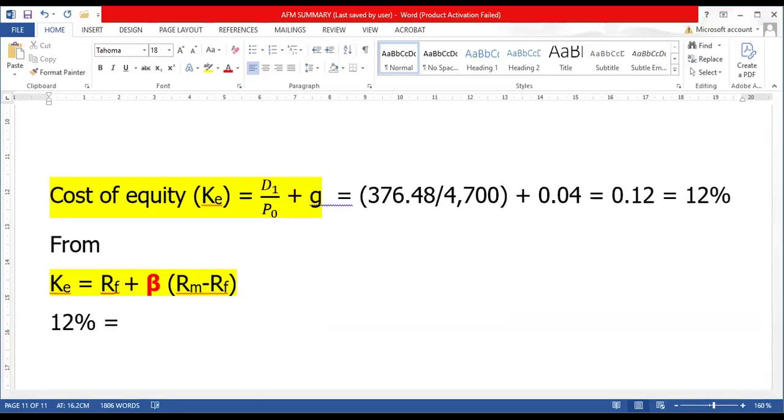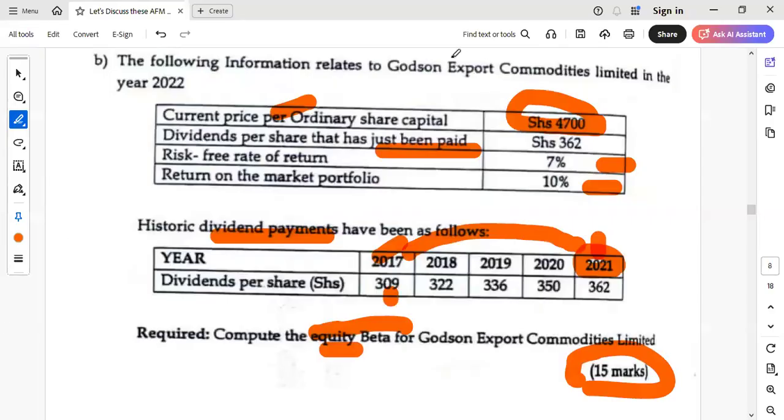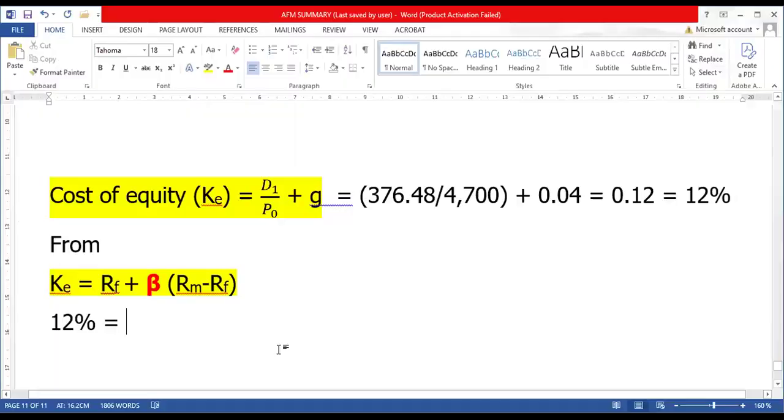What is RF from the formula? RF, rather from the question? 7%. It is 7%. Then RM is 10%. So this is 7% plus the beta that you need, the beta which you're looking for, times RM, which is 10%, minus 7.